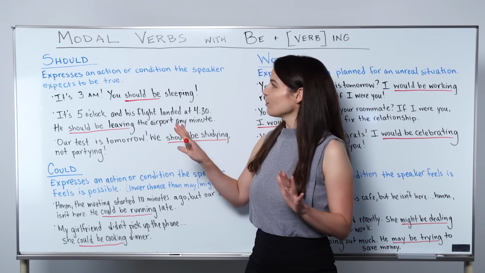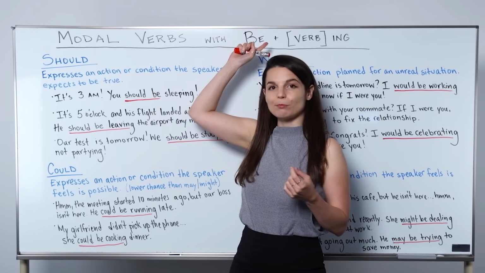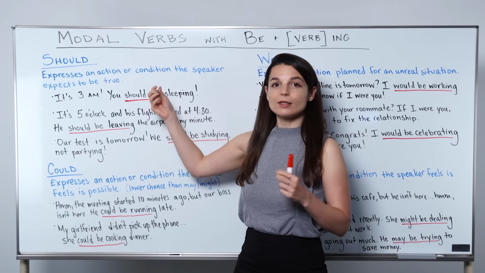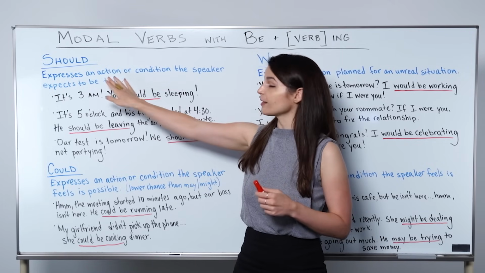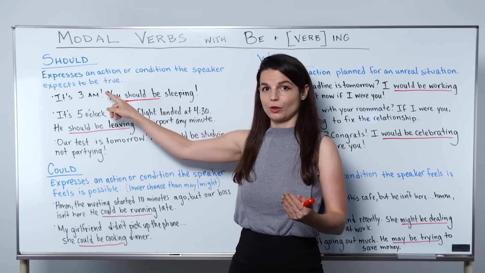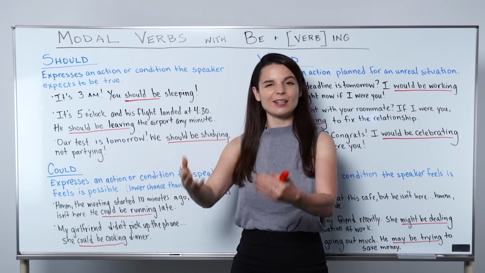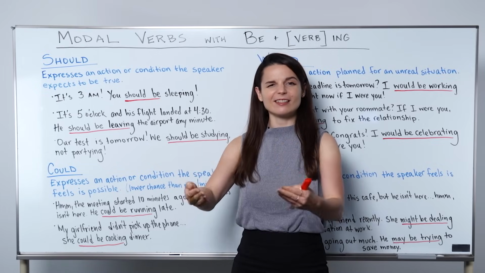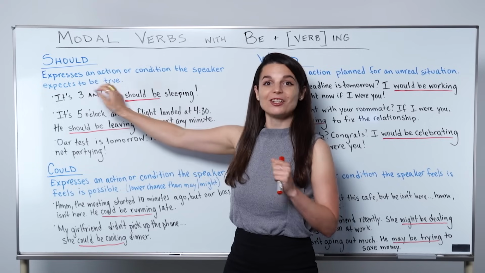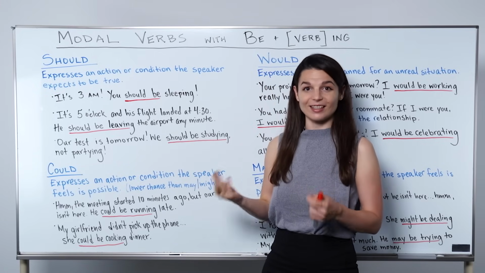Okay, first let's begin with should. For this pattern, we'll follow should plus be plus a verb in the ing form. So what does this mean? When we use this grammar structure, it expresses an action or a condition the speaker expects to be true. Remember, we use should a lot in advice or suggestion patterns, right? We have some kind of expectation or some kind of feeling that this is a good thing to do or is not a good thing to do. We use it to express a kind of expectation we have. And the same is true in these kinds of sentences. Let's take a look at the examples.